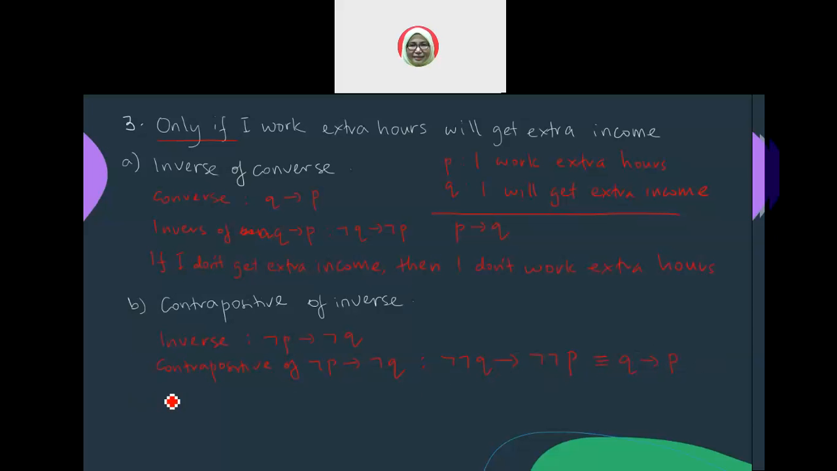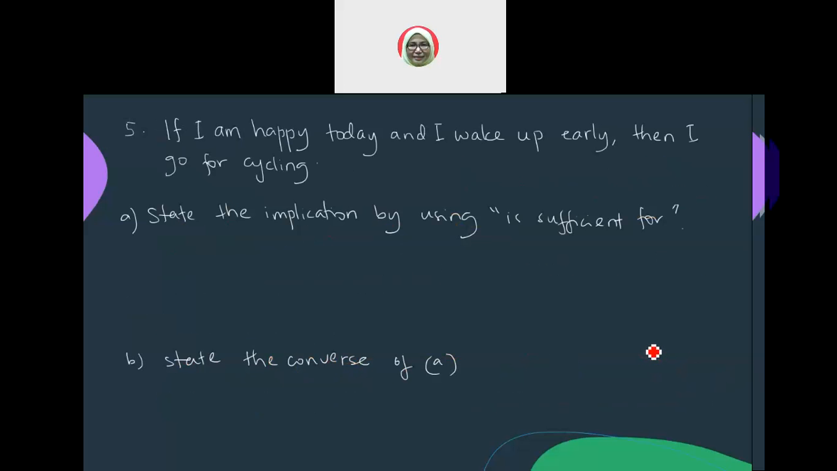So write in words: if I get extra income, then I work extra hours. Right. So finish question 3. So now we go to the next question. So I choose question 5.